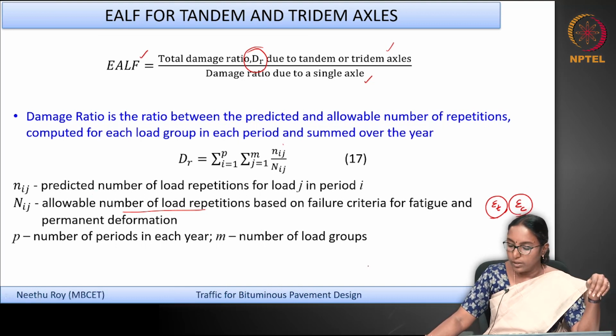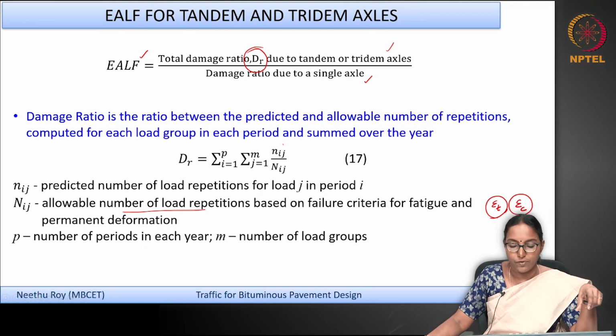So that load repetition is small nij, and capital Nij is what you get from the distress transfer function by capturing the strains at the critical locations.